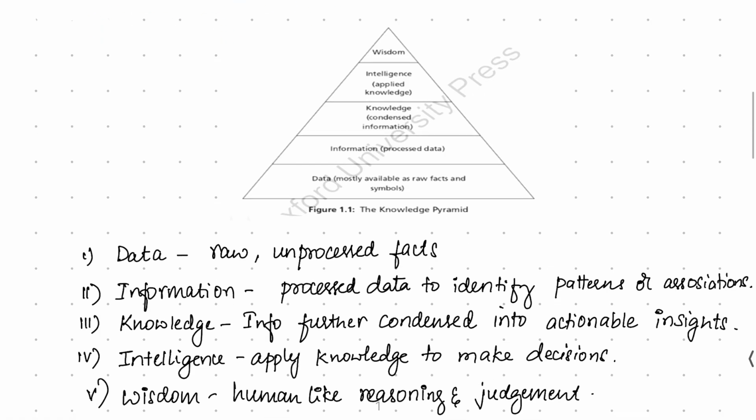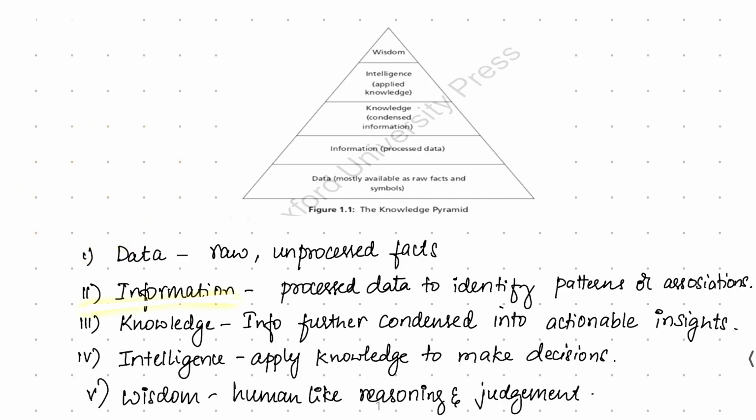First in this figure, from the lowest part, we have data. Data means raw or unprocessed facts. It could be numbers, text, symbols, or anything. For example, 10-digit numbers are raw data here.